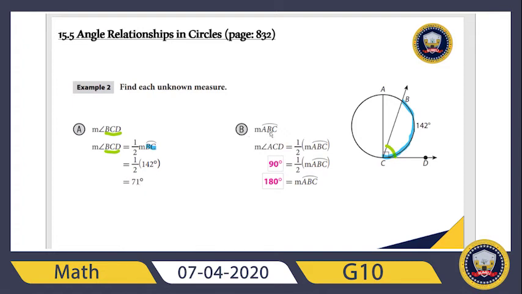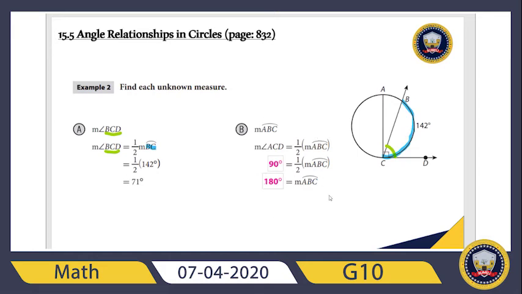For the arc ABC, I can use the same theorem. I would say the angle ACD, which is 90 degrees, is equal to half of the length of the arc ABC. So I will multiply both sides by 2. Then 90 multiplied by 2 is 180. So the length of this arc is 180.